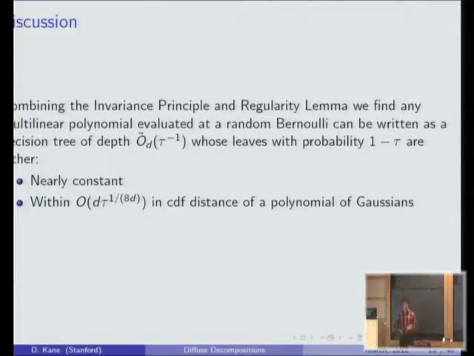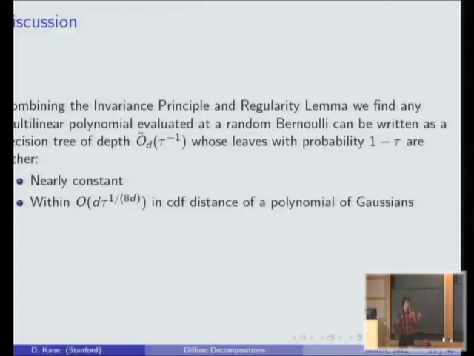So the point is that in a lot of applications, what we want is not just an invariance principle or a regularity lemma. What we really care about in a lot of applications is the combination of the two. Here, if you have any multilinear polynomial that you want to evaluate at Bernoulli random inputs, you can always write it as a decision tree of depth about tau inverse, where the leaves, with probability 1 minus tau, give you polynomials that are either nearly constant or close, by which I mean O of d times tau to the 1 over 8d, within CDF distance of some polynomial evaluated at Gaussian inputs.